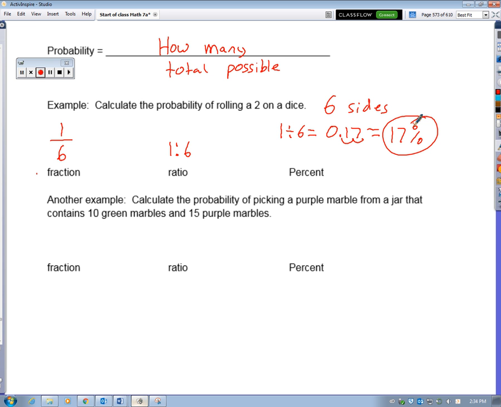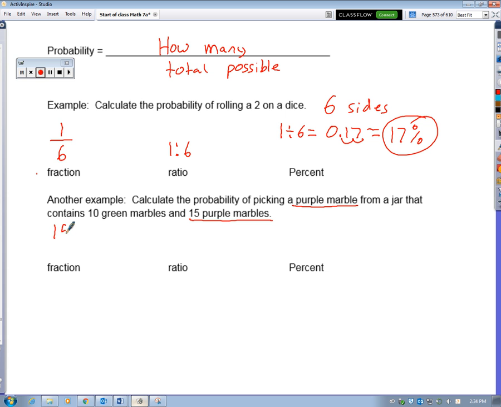Alright, here's another example. Calculate the probability of picking a purple marble from a jar that contains 10 green marbles and 15 purple marbles. Okay, so first we're going to make a fraction out of that because that's usually what probability is. So what we're looking for first is how many purple marbles there are in the jar, because that is what we are picking, and we have 15 purple marbles.